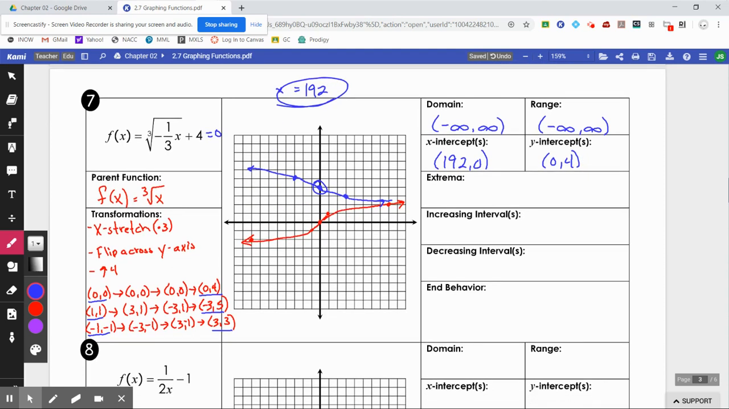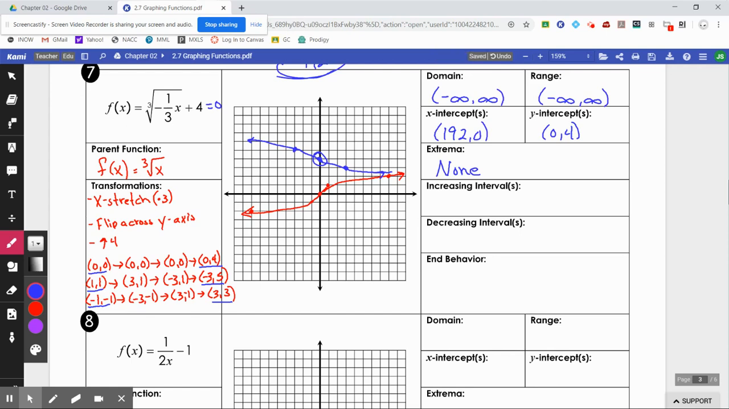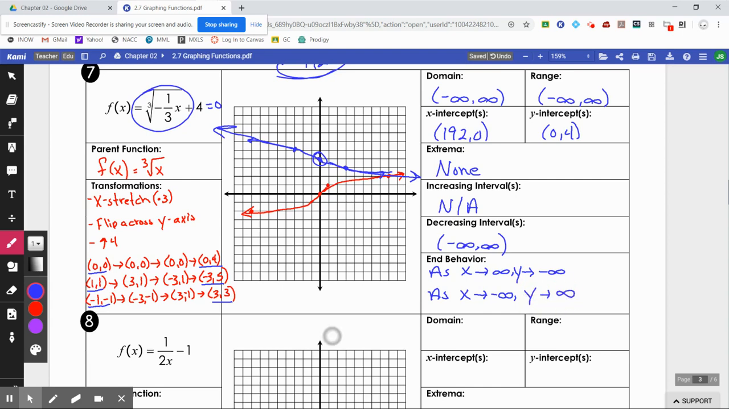There's no extremes, no high or low points on that. Your function is continuously decreasing, so it's never increasing, but it is decreasing from negative to positive infinity. Now, when you're dealing with cube root functions, this does continue going down and continue going up forever, so there are no asymptote lines. As x goes to positive infinity, your y value is going down, approaching negative infinity. As it goes to the left, your y value is going up, approaching positive infinity.